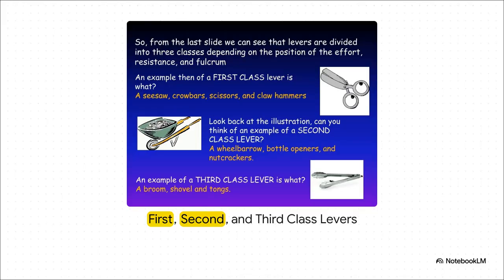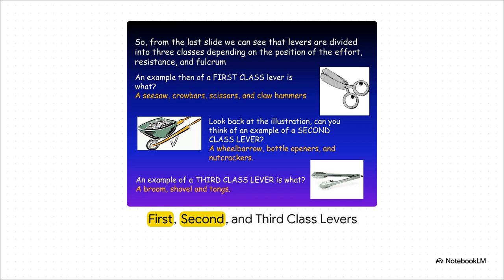Now, you can rearrange those 3 pieces into 3 distinct classes, depending on where you put the effort, the resistance, and the fulcrum. A first-class lever, that's your classic seesaw, a crowbar, or a pair of scissors, where the fulcrum is right in the middle. A second-class lever puts the load in the middle. Think of a wheelbarrow, a bottle opener, or a nutcracker.